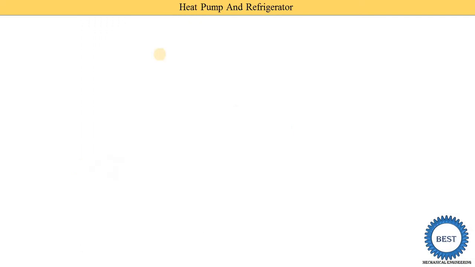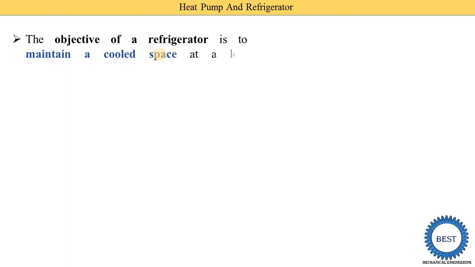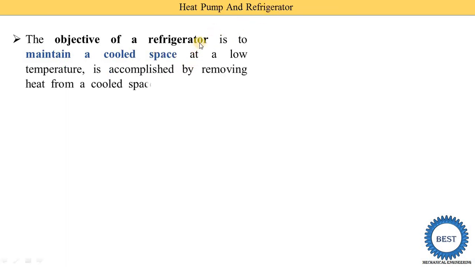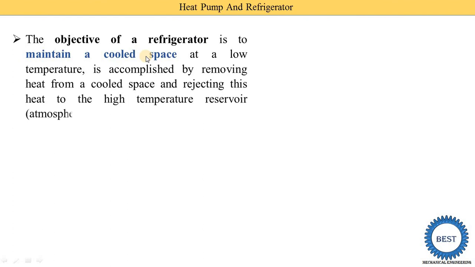Now next we understand the objective of refrigerators. The objective of a refrigerator is to maintain a cool space. At our home we use the fridge. Okay, fridge is also known as the refrigerator. Okay, why we use the refrigerator? To maintain the cool space, to keep vegetables, water, different fruits and vegetables as well as medicines cool. Okay, so we maintain the cool space at a lower temperature by removing heat from a cold space and rejecting this heat to the higher temperature reservoir, and higher temperature reservoir means it is the atmosphere, as shown in these figures. So our refrigerator inside temperature is reduced.